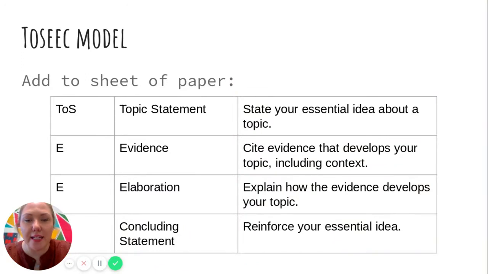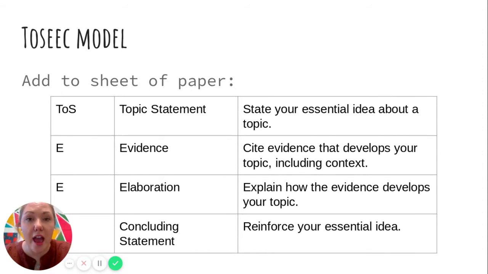This is the 2 seek model that I need you to write on your piece of paper. So go ahead and pause the video and write down this chart into your notes. So you should have written down the topic statement, evidence, elaboration, and concluding statement. The topic statement is where you're going to state your essential idea about a topic. This is where you're going to start answering your content framing question. Okay, and here in a minute, I'm going to show you the example.